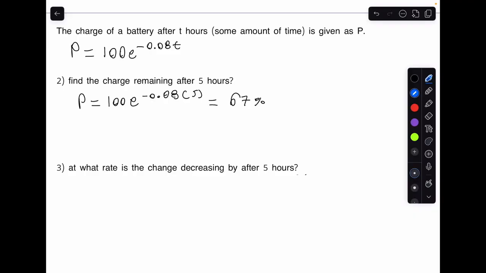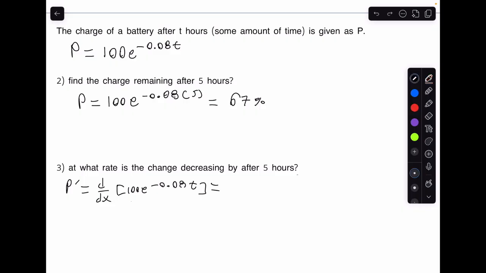Notice the difference here. We have find the charge remaining after 5 hours, so it's referring to the initial formula we're given. This one says at what rate is the charge decreasing? When we talk about rates and need to find at what rate something is decreasing, we're referring to the derivative. So P prime is equal to the derivative of 100 e to the negative 0.08t. To take this derivative, we take the derivative of e to the x and do the chain rule and account for this inner function, negative 0.08t.